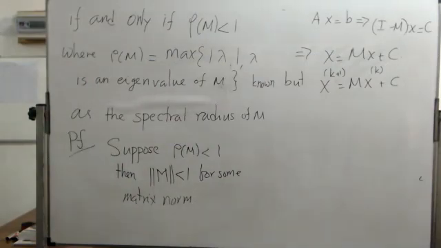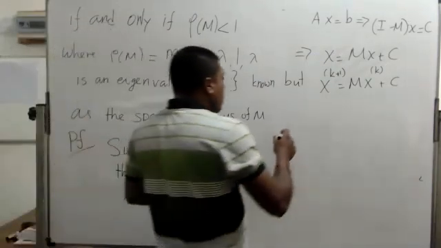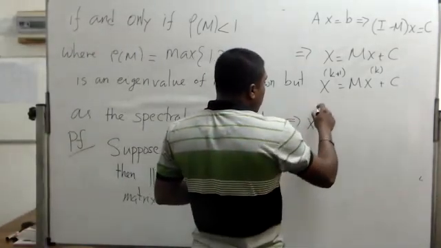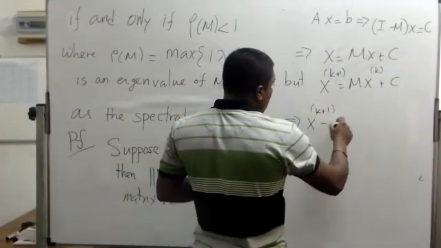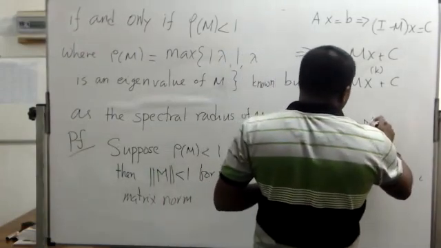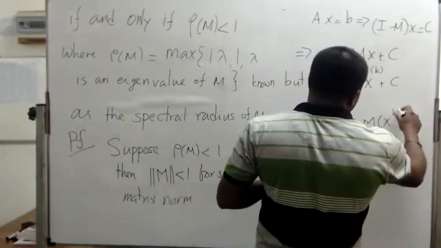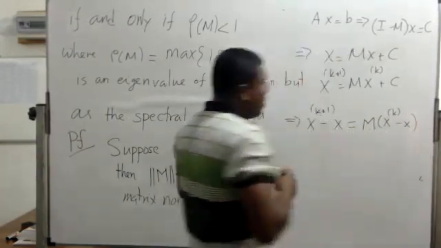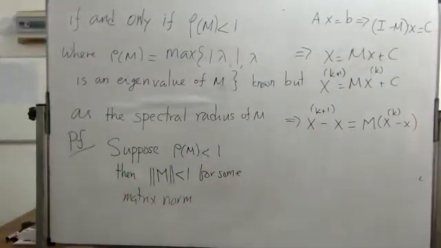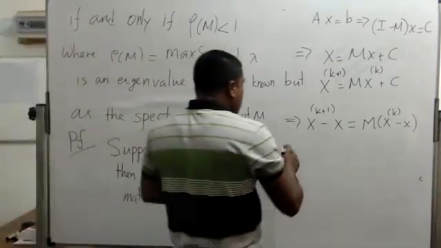So now what you can do is to subtract one from the other. You subtract, you get x_{k+1} - x = M(x_k - x). Right? So now you take the norm on both sides. Norm is basically a size. So size of the vectors or matrix, whatever it is here.